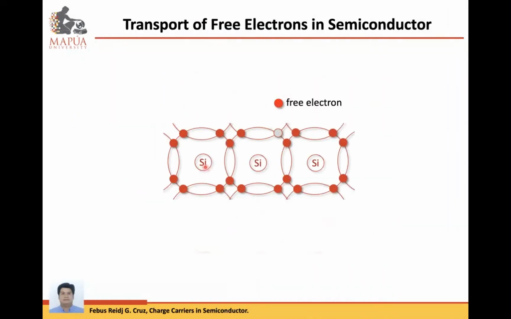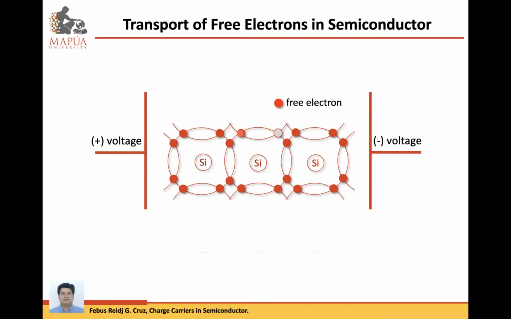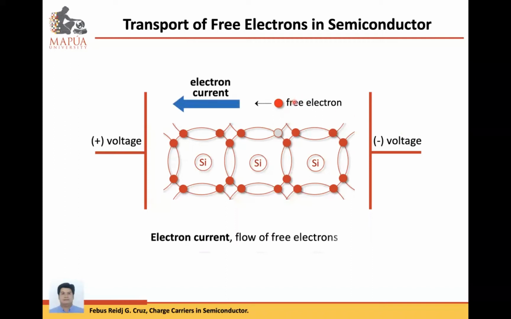Now, again, the silicon atom in a silicon crystal. We already know that we have the carriers, which are the free electrons and the holes. So how do we transport free electrons in semiconductors? To transport the free electron along the material, we have to apply voltage. For example, we apply positive voltage on the left side and negative voltage on the right side. Then by Coulomb's law, negative free electrons will be attracted towards the positive voltage. So the free electron will flow towards the positive voltage, going to the left. And that movement of free electrons is what we call electron current. Okay? So electron current refers to the flow of free electrons.